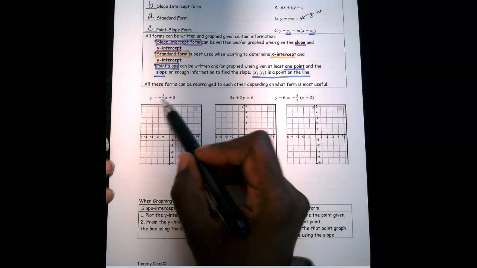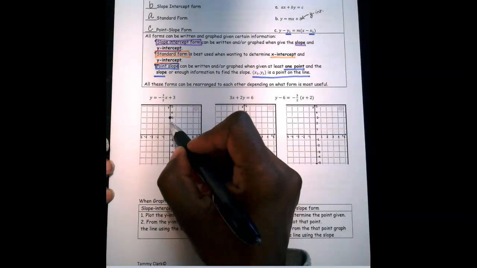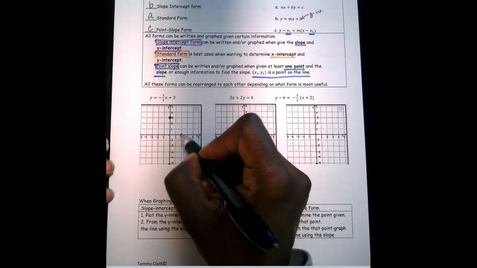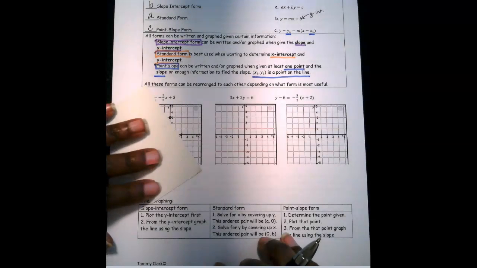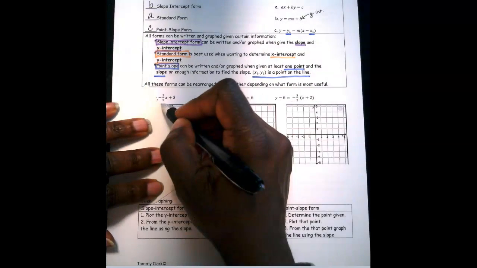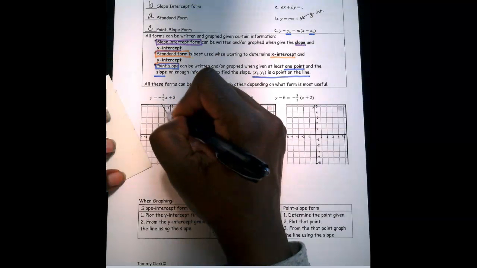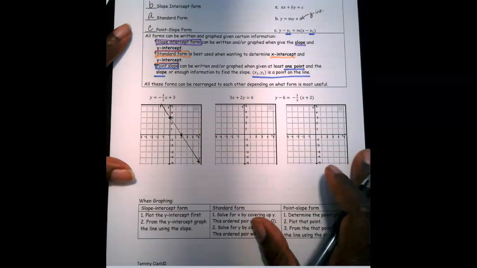Well, here I have negative 3/2. So what that's telling me is to go down 3, 1, 2, 3, and over to the right 2, and place my point there. Now that I have those 2 points, I can go ahead and just graph my line. Remember, it only takes 2 points to make a line. That's especially important when you get to geometry, because I know sometimes we like to graph a lot of points, but it's not always necessary.